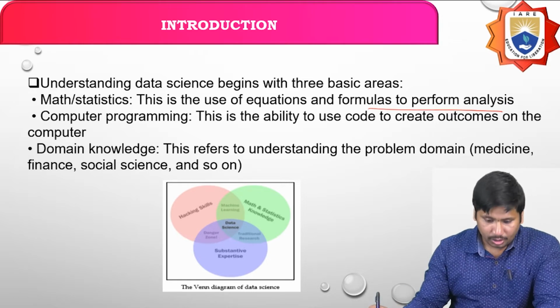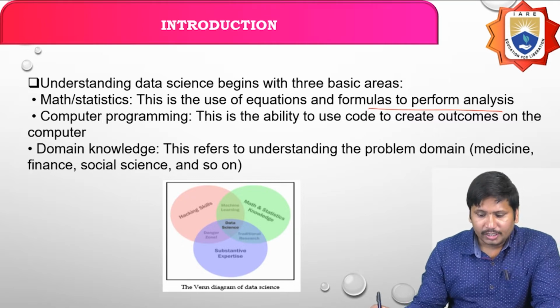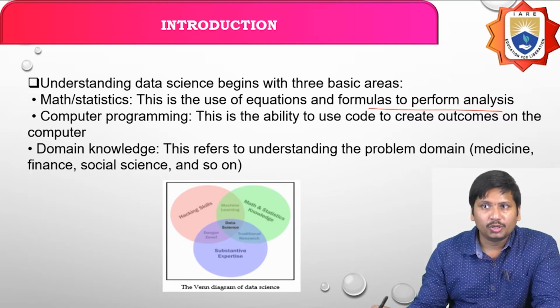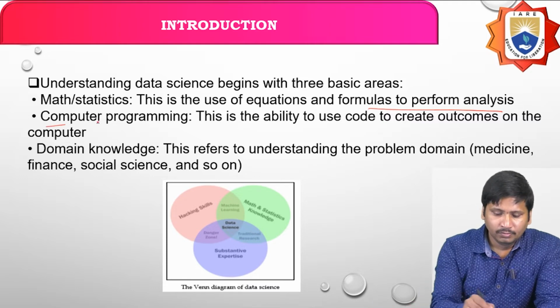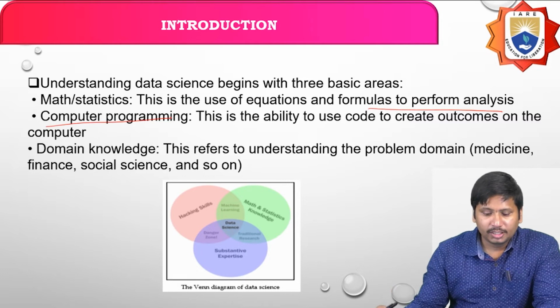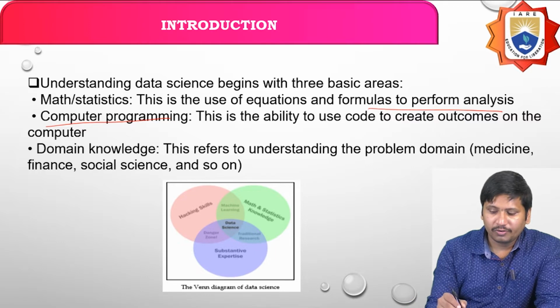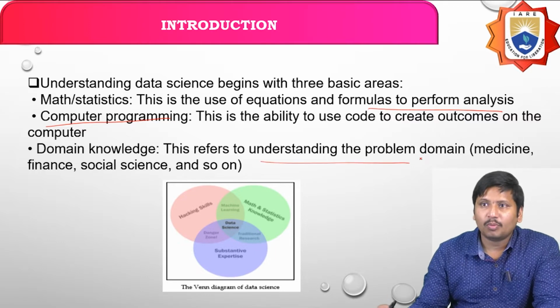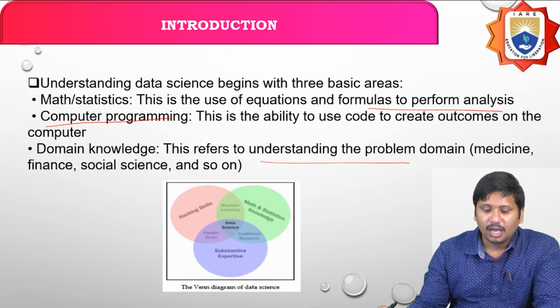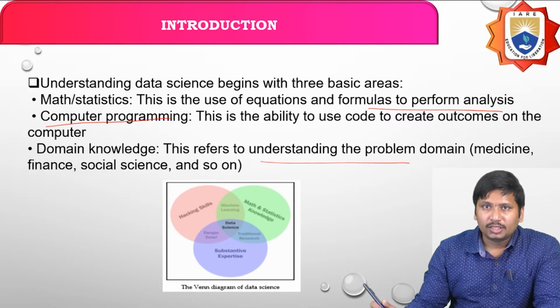Computer programming is the ability to use code to create outcomes on the computer, and for that, computer programming is needed. Domain knowledge refers to understanding the problem domain, which may be medicine, finance, social science and so on.